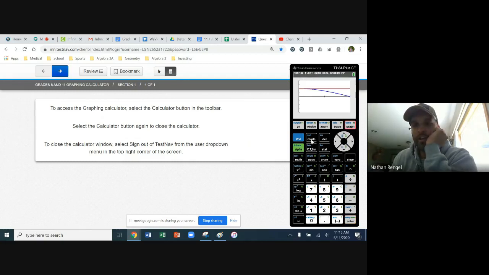But again, there's your graph. Intersections, hit second, trace, and always set up your window so that you are able to see that window between 0 and 2 pi, and then also set up your amplitude so you can see the top and the bottom of your curves. So there we go for number 5.